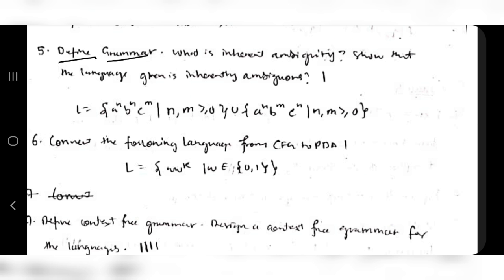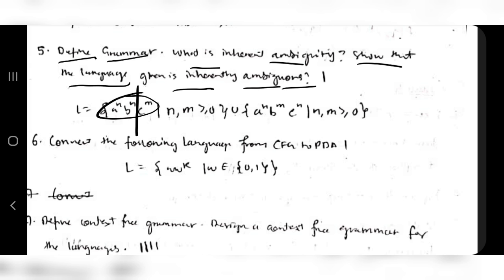The next one is define grammar. What is inherent ambiguity? Show that the language given is inherently ambiguous. Okay. So this also we have discussed, a power n, b power n and c power m. Divide this into two parts and consider each part separately, and draw the following diagram also. Okay. This is a pretty simple one.